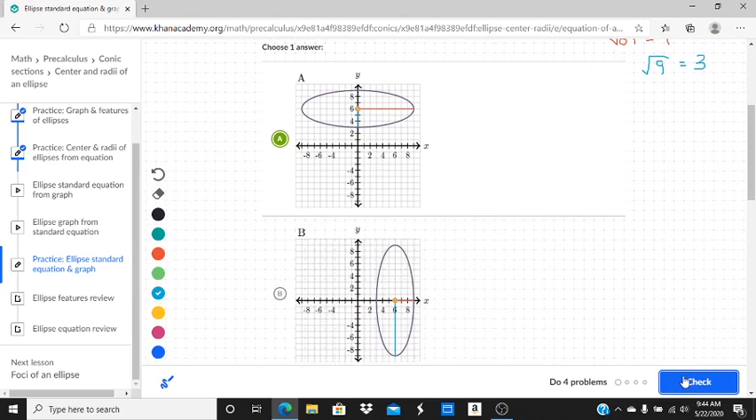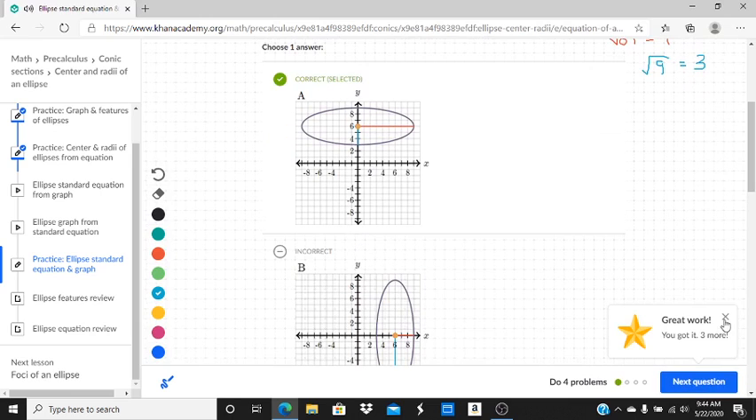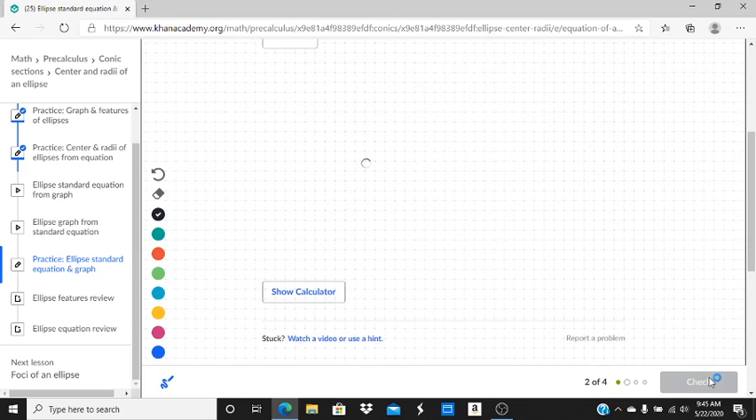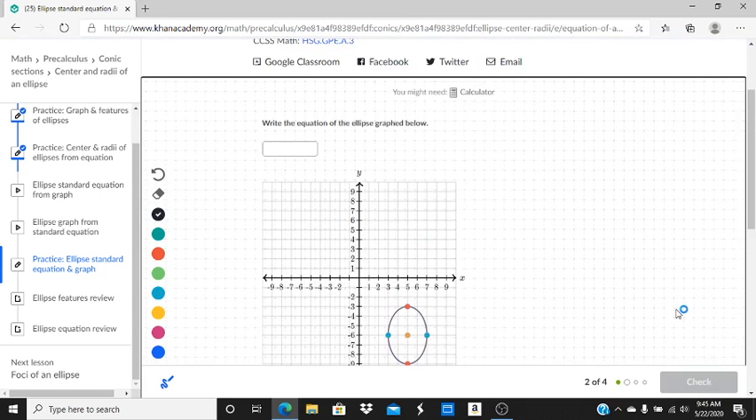As always, we want to check our work. We want to have a great day by getting our energy points, which we did, so we can maybe upgrade our avatar in the future. But anyway, we got that one correct. Let's move to the next question. I'll do maybe 2 more of these.